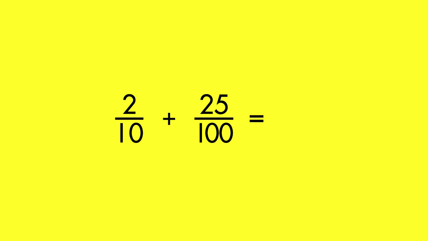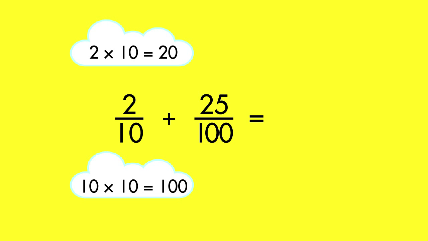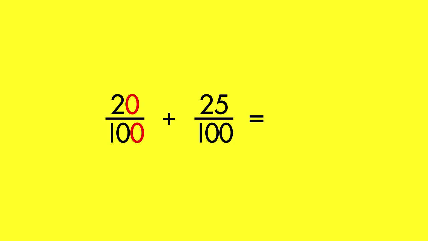Change 2/10 to 20 hundredths by multiplying the numerator and the denominator by 10, or add a 0 to both the numerator and the denominator. Then add the numerators. The denominator stays the same.